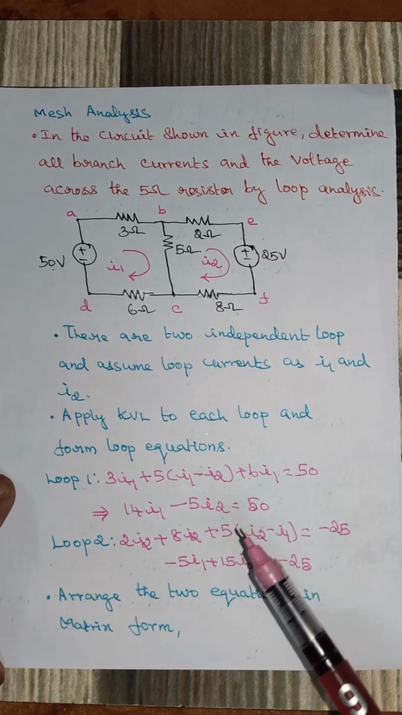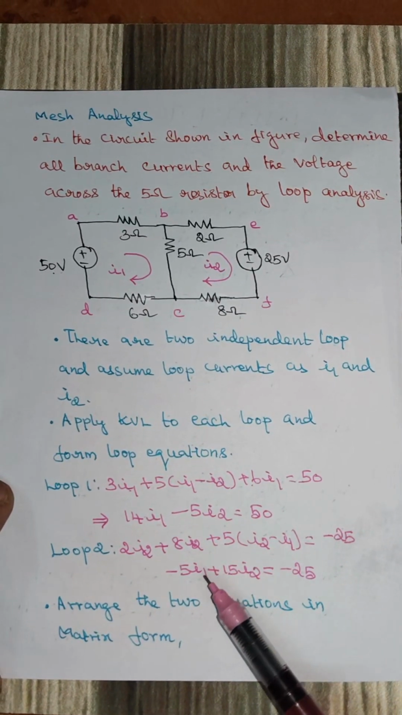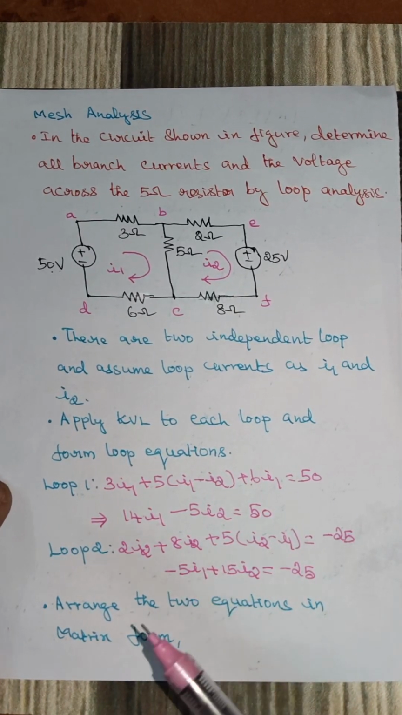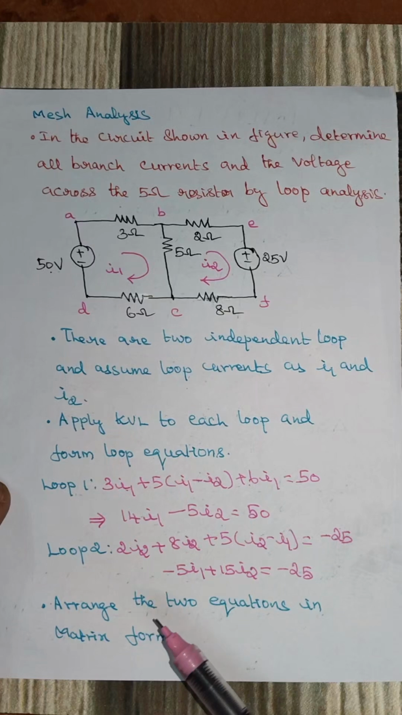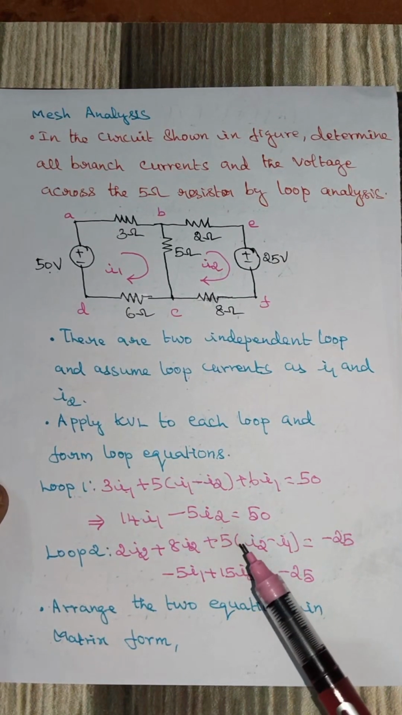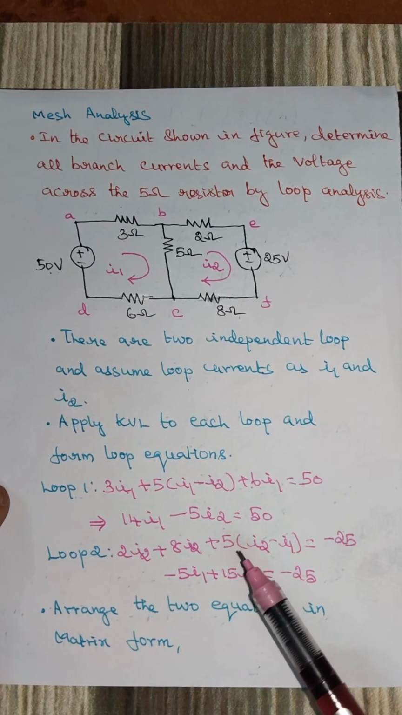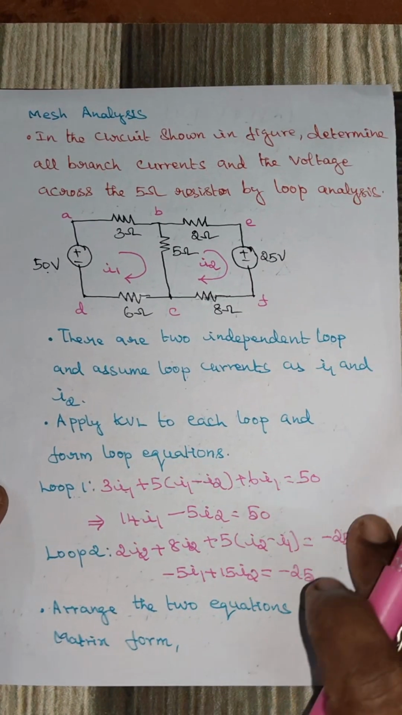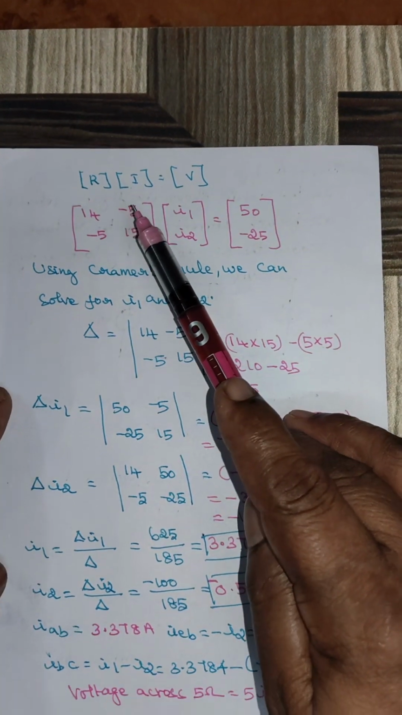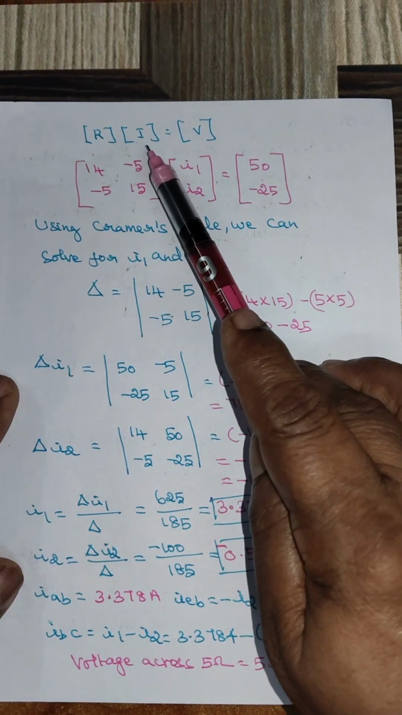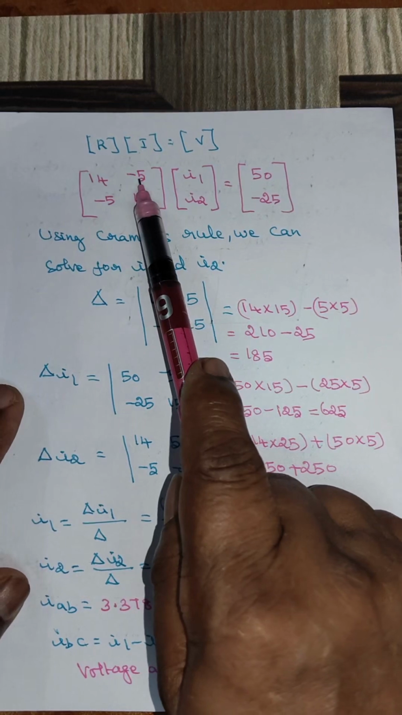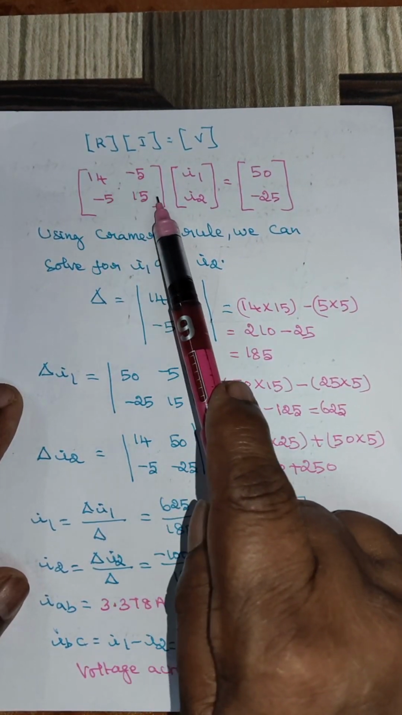Now we are going to solve these two simultaneous equations for the values of I1 and I2. This can be solved using the simultaneous equation method, or we can arrange these two equations in matrix form and easily solve them using Cramer's rule. So arrange the two equations in matrix form. The matrix should be taken in the form R into I is equal to V. Here this is R11, R12, R21 and R22.